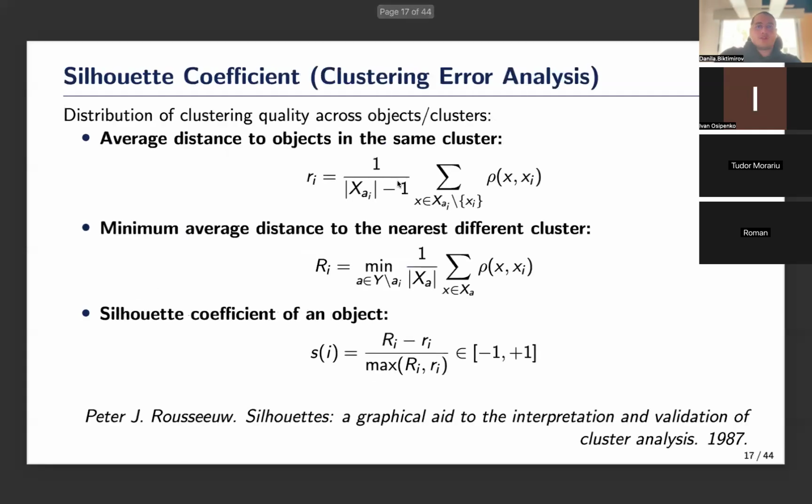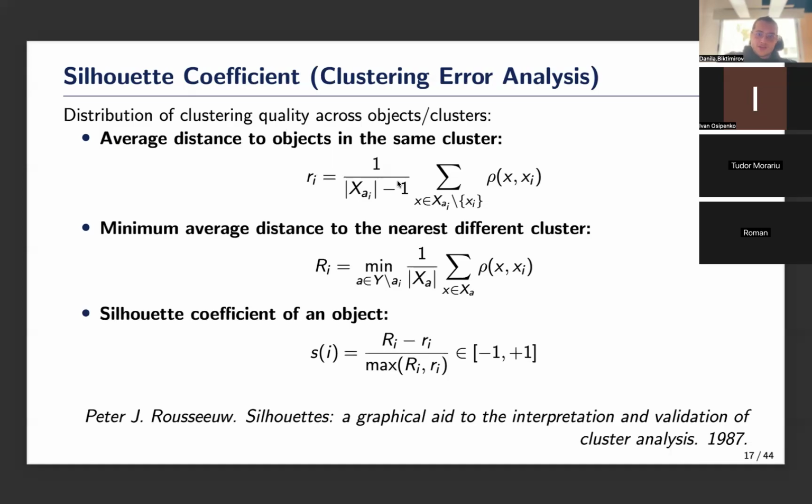Now let's discuss one of the most widely used methods for evaluating cluster quality, the silhouette coefficient. This measure provides a way to assess how well defined the clusters are and how well individual points fit into their assigned clusters. Explanation of this.